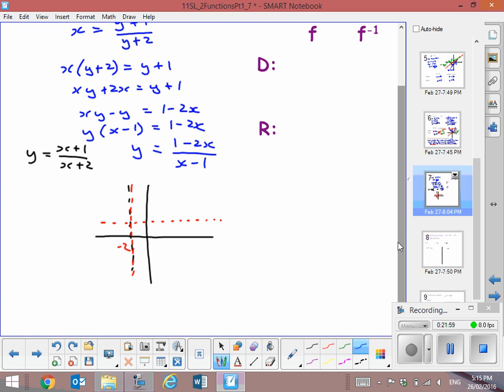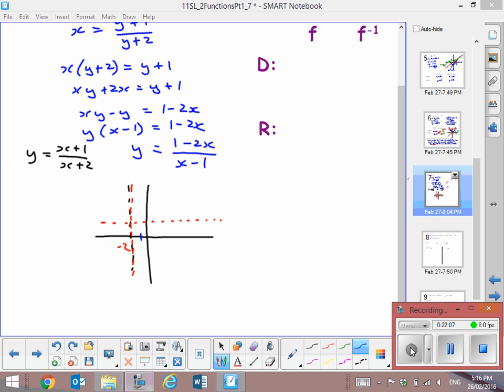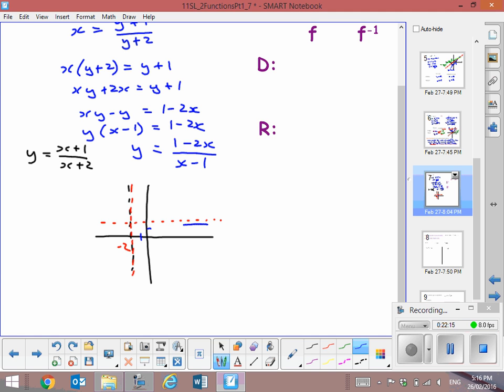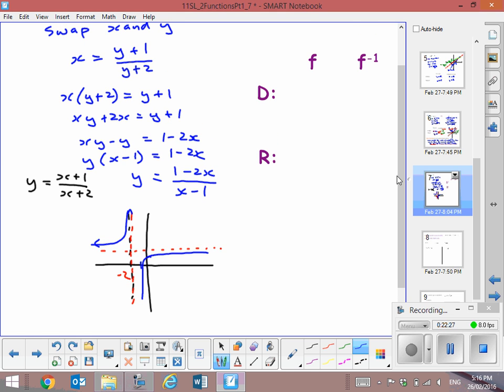So our x-intercept will be at minus 1. The y-intercept is going to be when x is 0, which is a half. So that means our function must be doing this and this. All right? So domain and range for our original function. Our domain is x does not equal minus 2. Our range is going to be all y values and y does not equal 1.